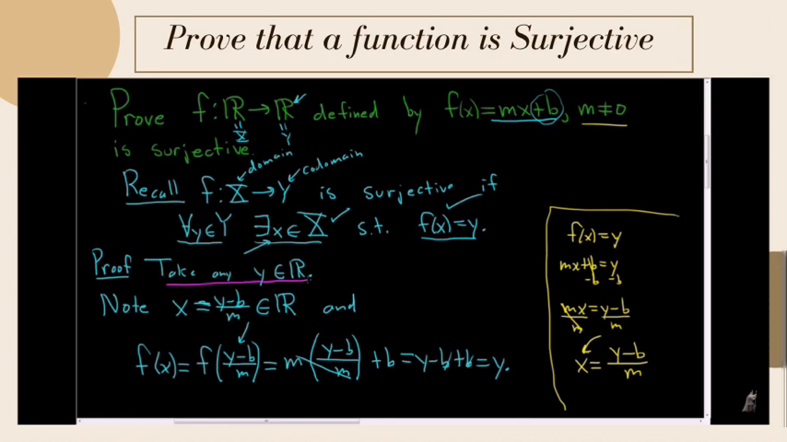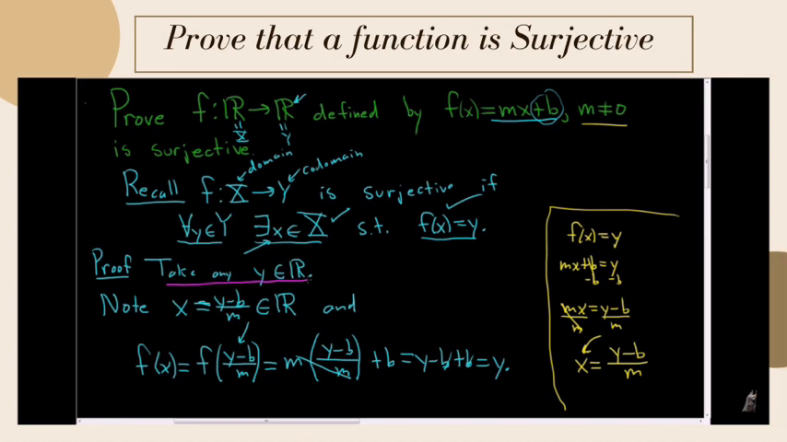Now we have to write down f of x and replace x with what it actually is, so y minus b over m. And now we're going to look at our function, mx plus b, with m and our x. So m times y minus b over m, and we still have the plus b. Then m is cancelled, so we get y minus b, plus b is going away, so we get y.